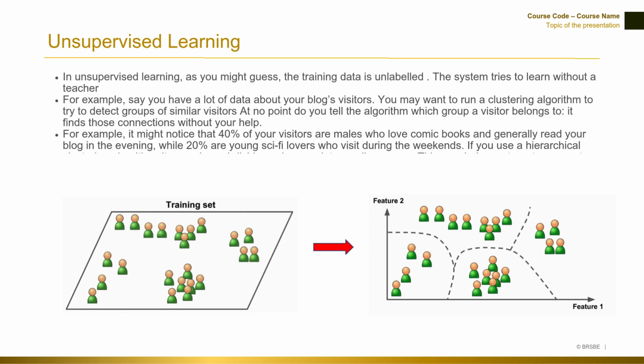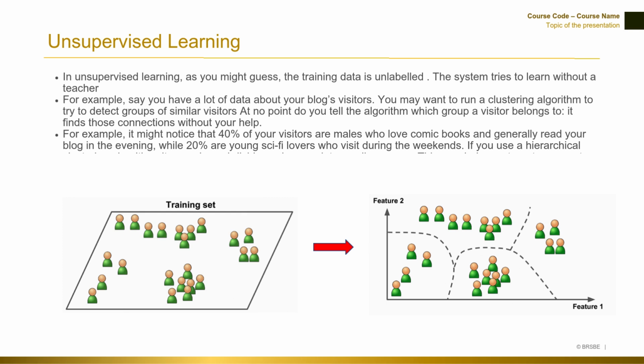Using unsupervised learning, a clustering algorithm analyzes this data to group visitors with similar characteristics. For instance, it might identify that 40% of visitors are males who enjoy comic books and browse in the evening, while another 20% are young sci-fi enthusiasts who visit during the weekend. Unlike supervised learning, you don't tell the algorithm what patterns to look for.